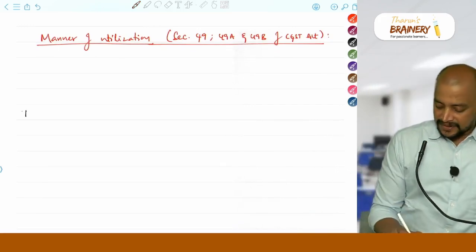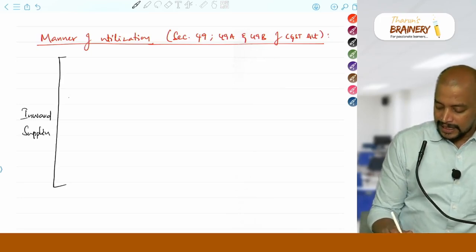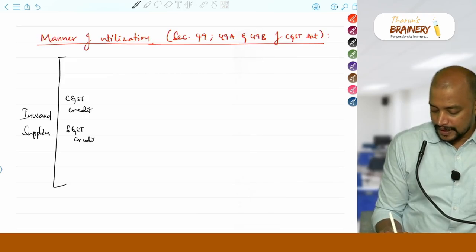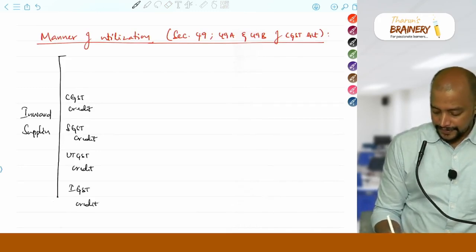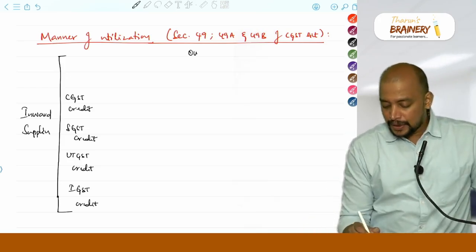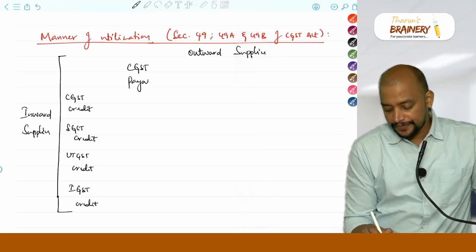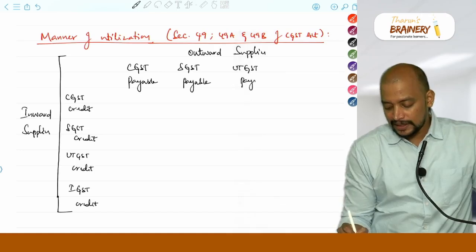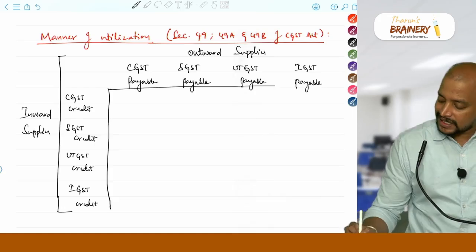In that it says, say you have some inward supplies, and on these inward supplies there is some CGST credit, SGST credit, then UTGST credit, and then IGST credit. These on our inward supply. And with respect to outward supply, CGST payable, SGST payable, UTGST payable, and IGST payable.